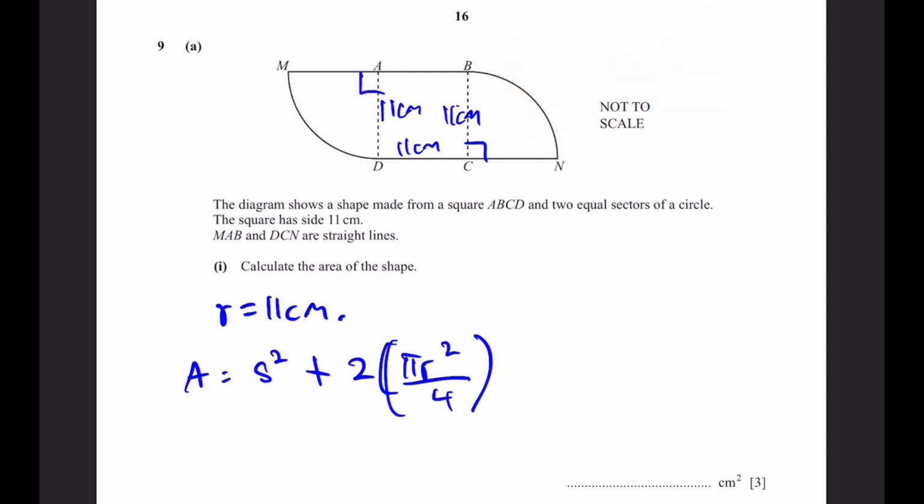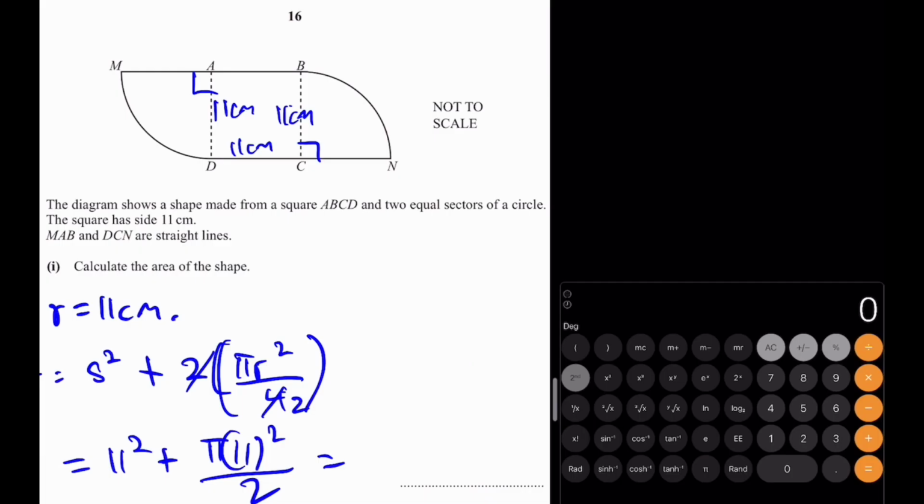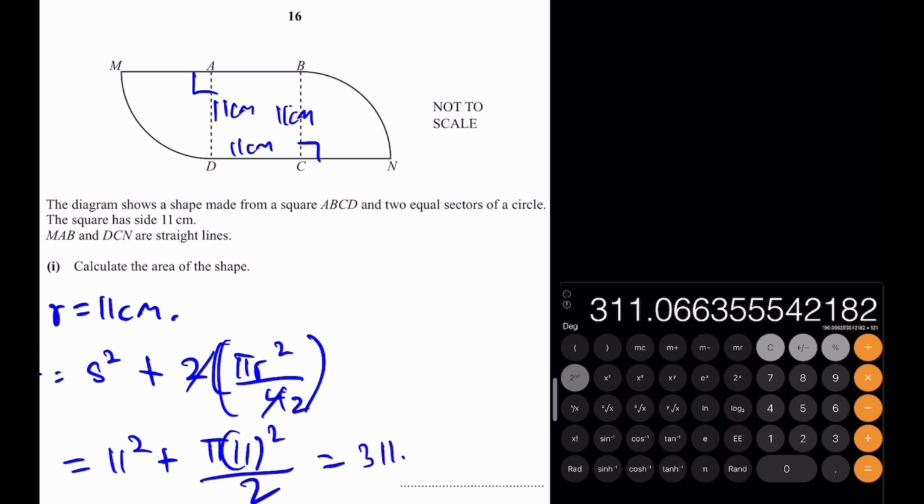That's a quarter circle. So we can cancel this to make pi r squared by 2. And that'll be 11 squared plus pi times 11 squared by 2. And let's get our calculator out. So let's do pi times 11 squared, 121. And then divide by 2 to get that. Plus 11 squared, which is 121. We get 311.07 centimeters. And we can write this as 311 centimeters to 3 significant figures.